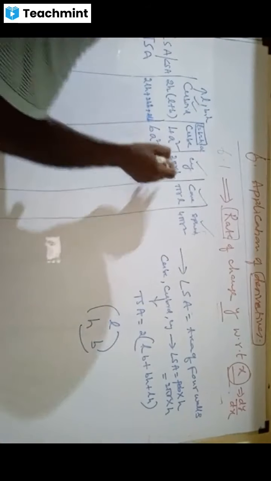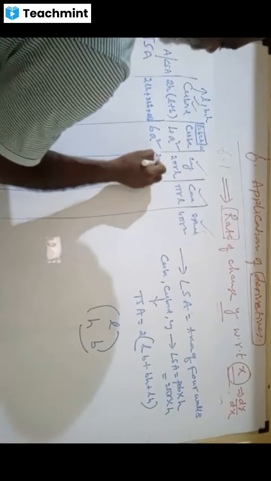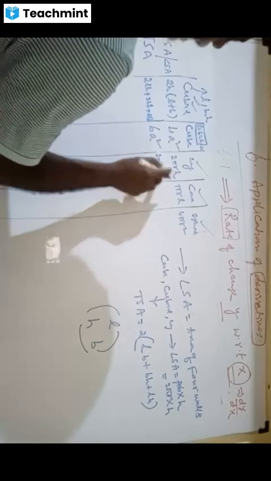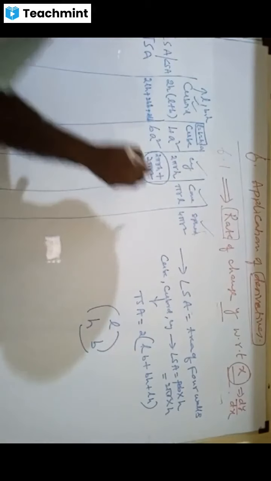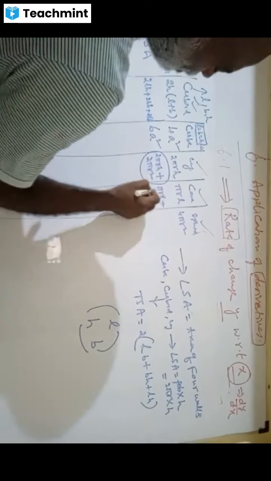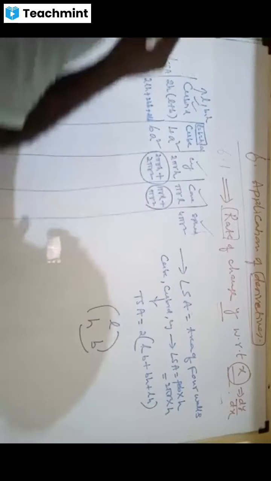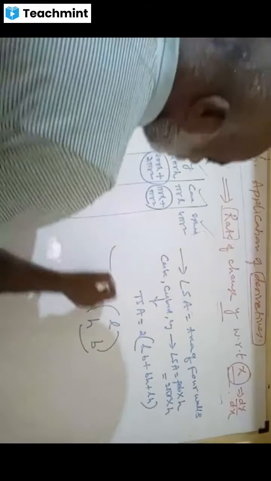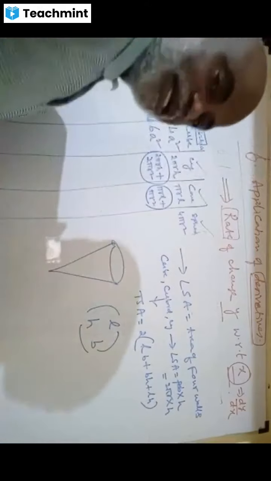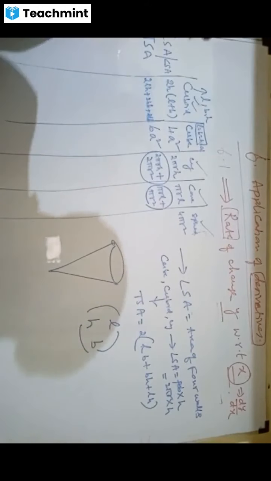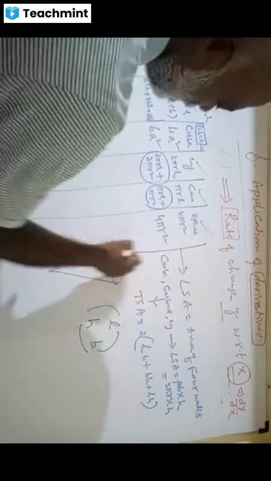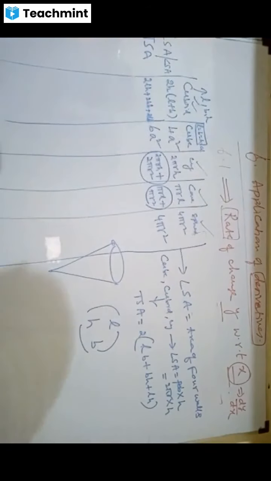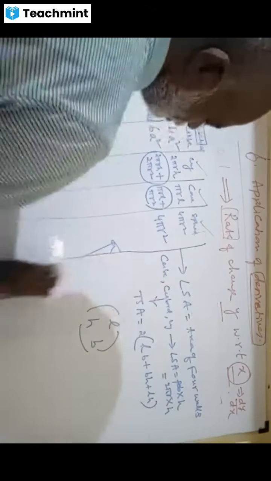Cylinder: add top and bottom here, CSA plus 2 lids. Two lids, that is two circles for a cylinder, the top lid and bottom lid. Cone: pi r l plus only one lid will be there for a cone. Bottom is the only extra surface. And for a sphere, there is no top and bottom, therefore it is the same, 4 pi r squared. Am I clear? Yes, sir. Right.